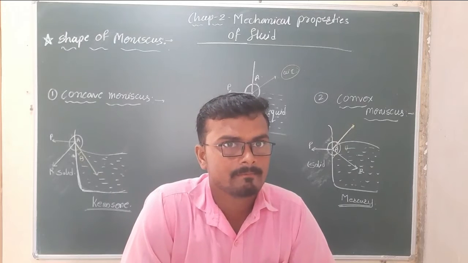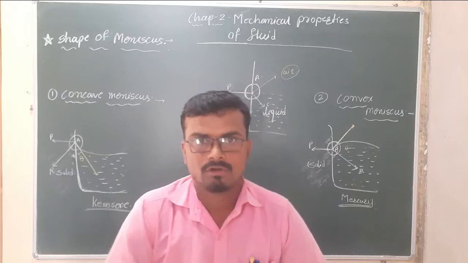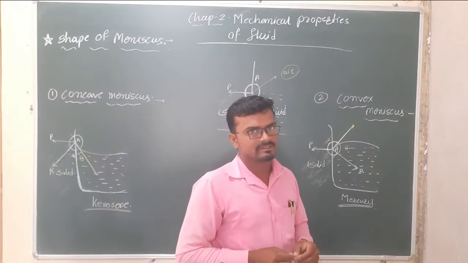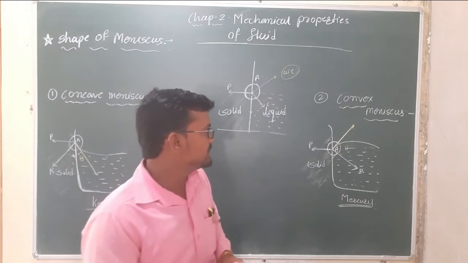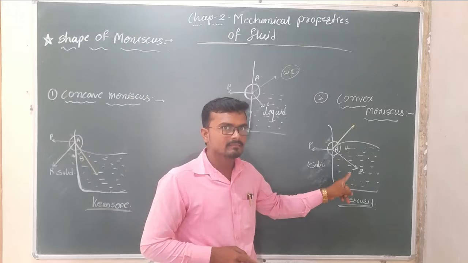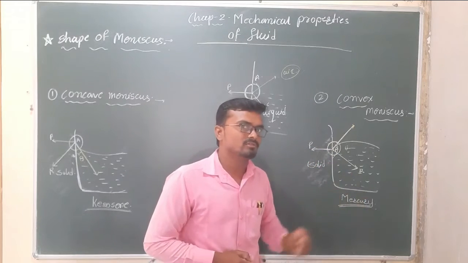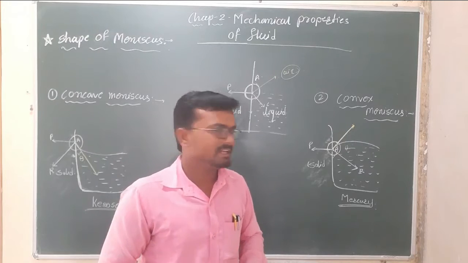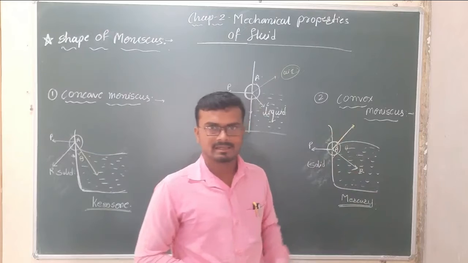Why does the free surface of a liquid which does not wet the solid get a convex shape? The answer to that question is: in the case of a liquid which does not wet the solid, the adhesive force is less than the cohesive force. That is, AP bar is less than AC bar.